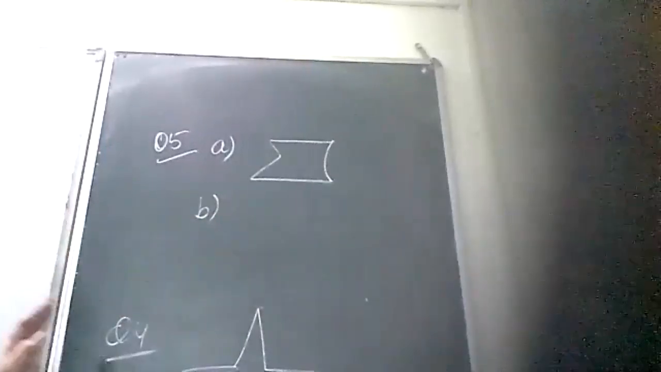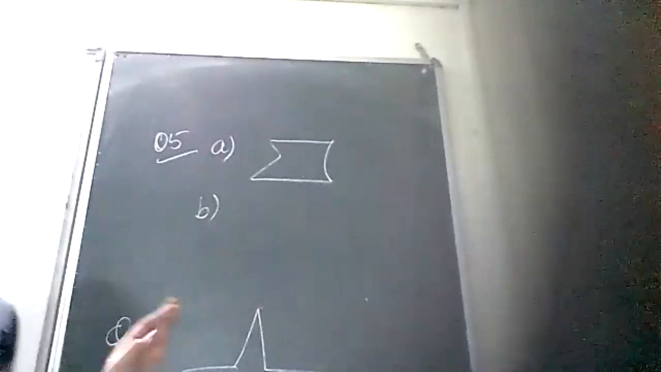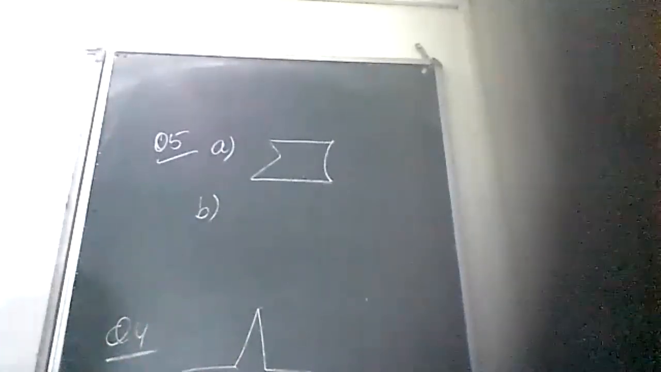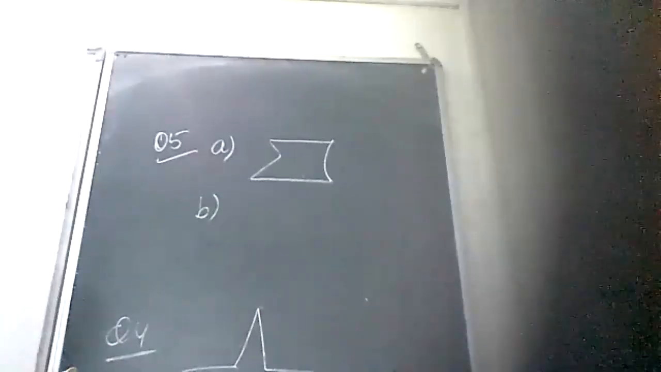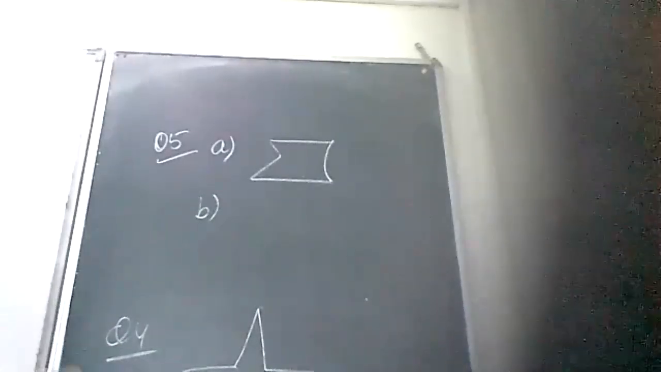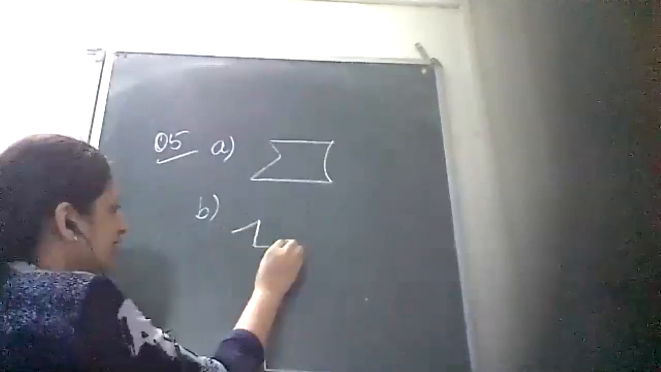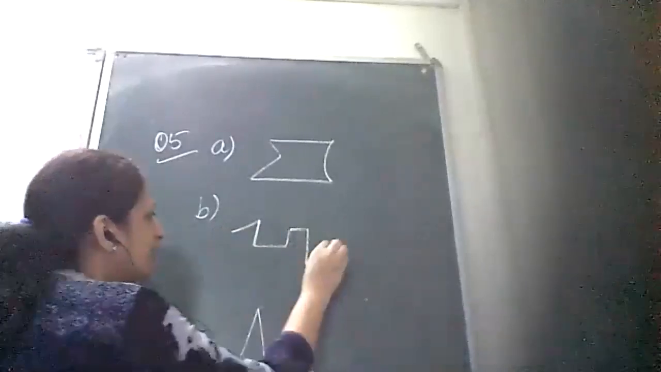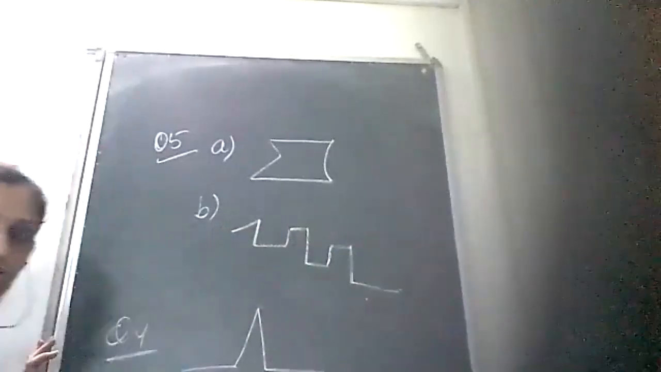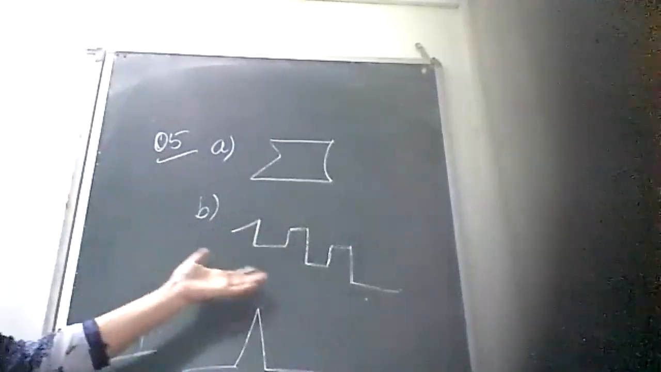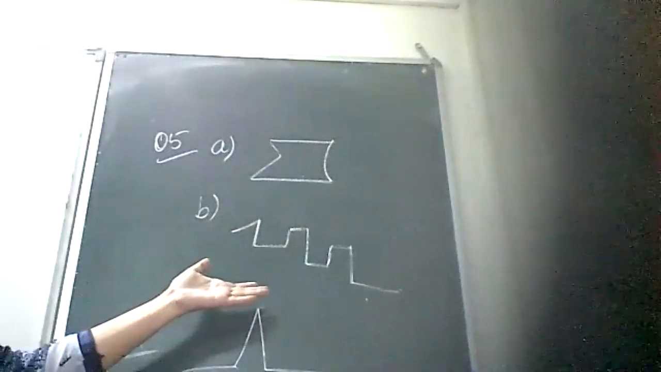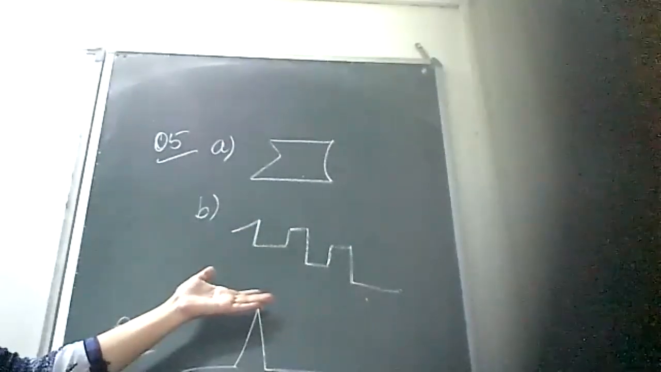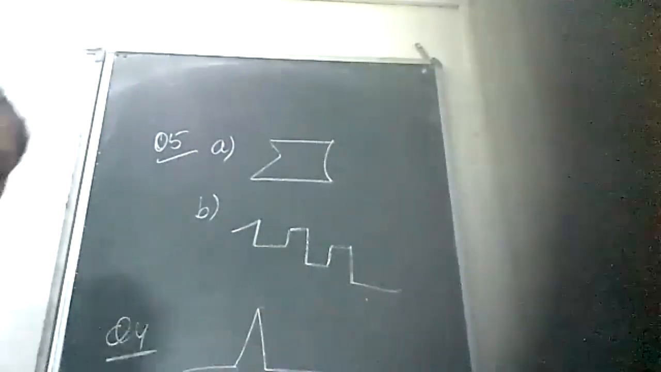Now let's start with the B part. An open curve made entirely of line segments. I have to make an open curve which is entirely line segments. So we can draw it in any way. Yes, you can draw it in this way. It is made up of line segments and it is an open curve. You can draw any other figure also which is made up of line segments and it should be an open curve. Okay.